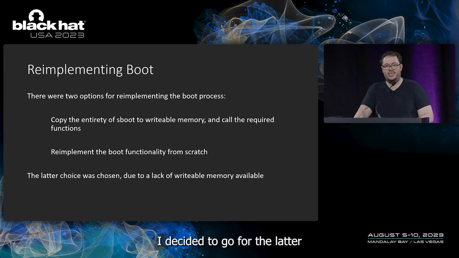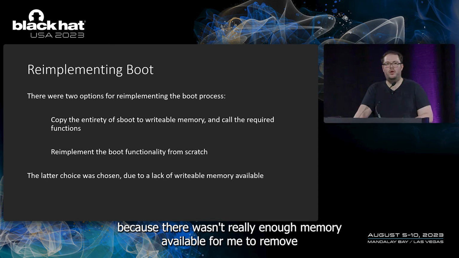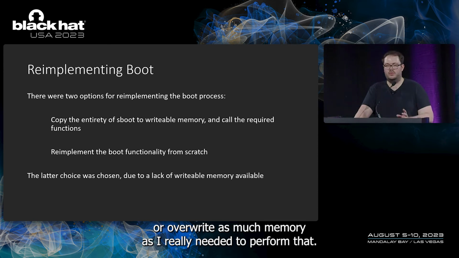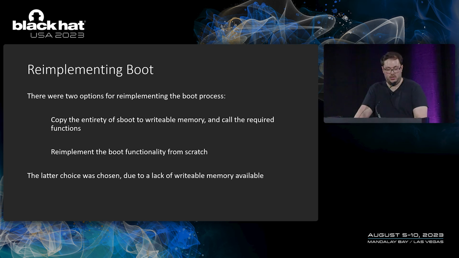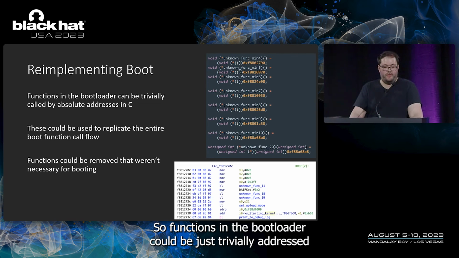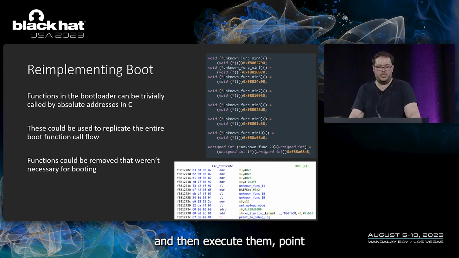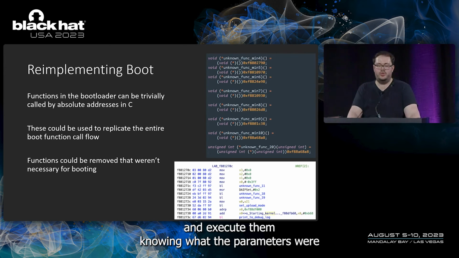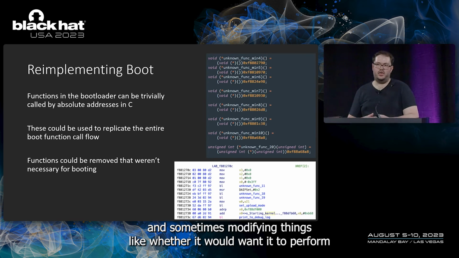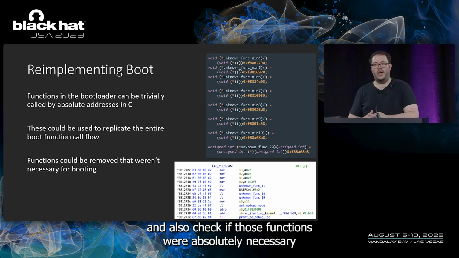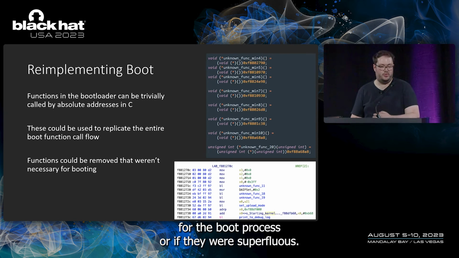I decided to go for the latter because there wasn't really enough memory available for me to reboot or to overwrite as much memory as I really needed to perform that. So functions in the bootloader could be just trivially addressed by absolute addresses, and I would just literally point to them and then execute them, knowing what the parameters were, and sometimes modifying things like whether it wanted to perform certain checks. And I could also check if those functions were absolutely necessary for the boot process or if they were superfluous.